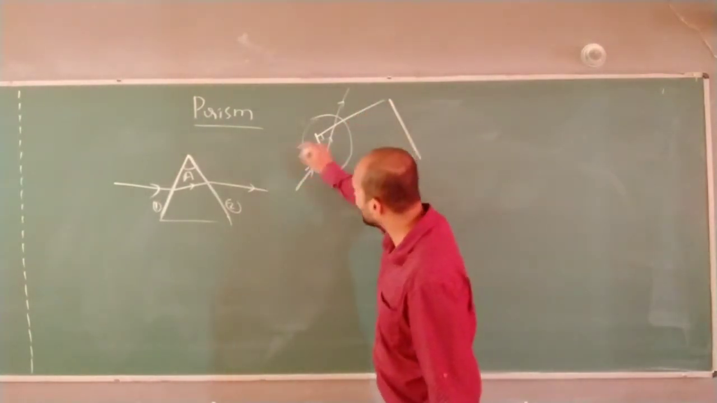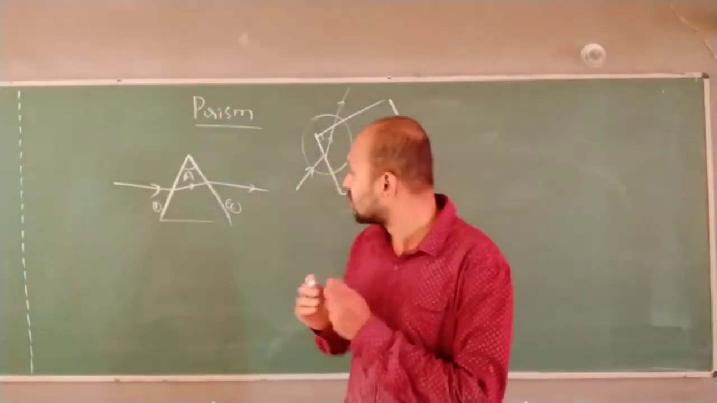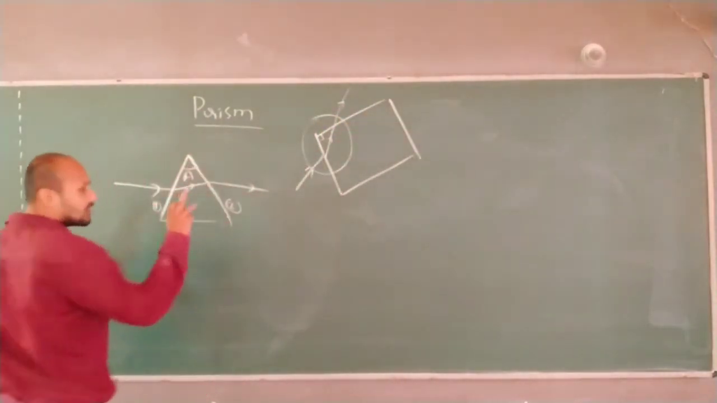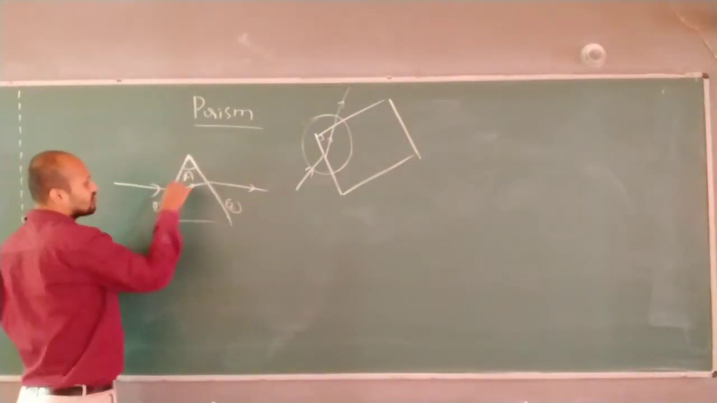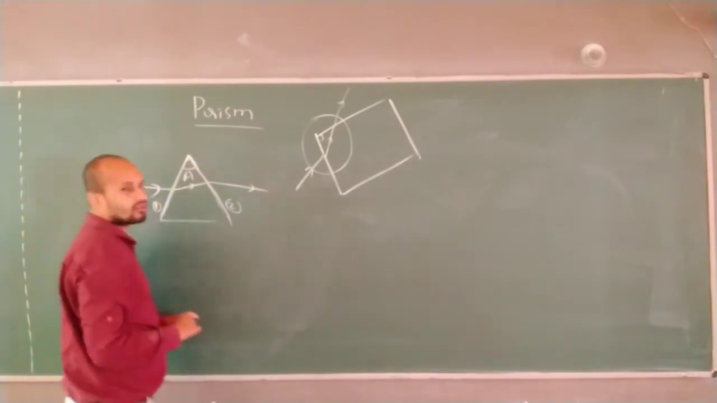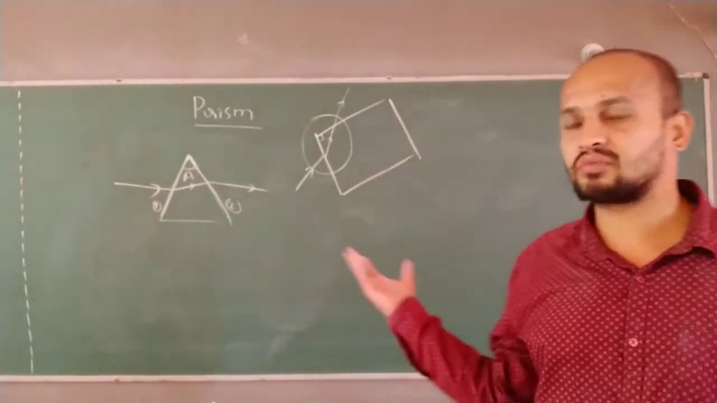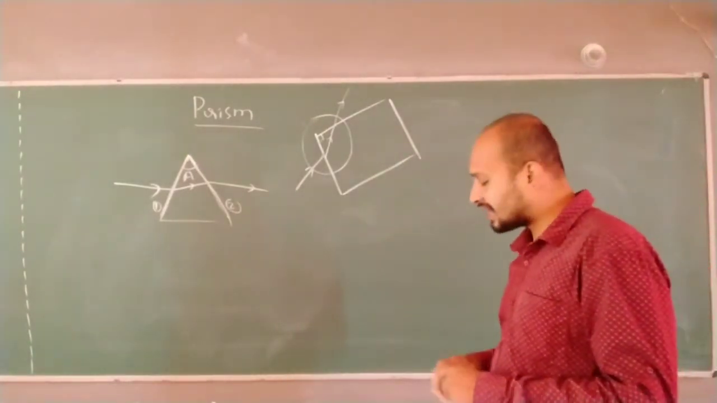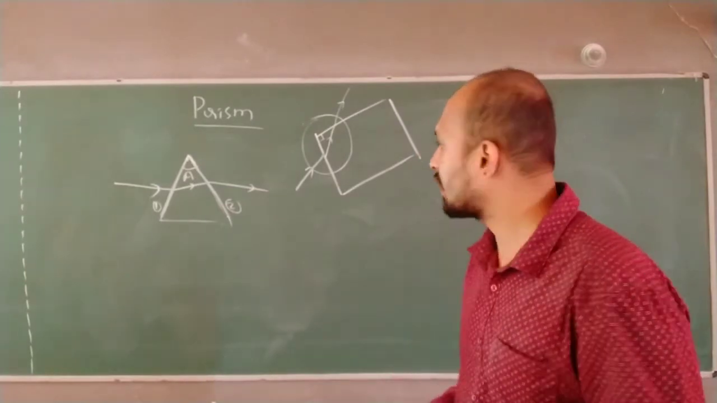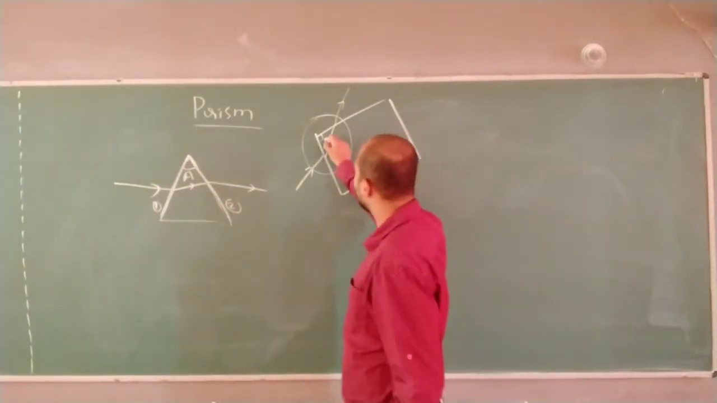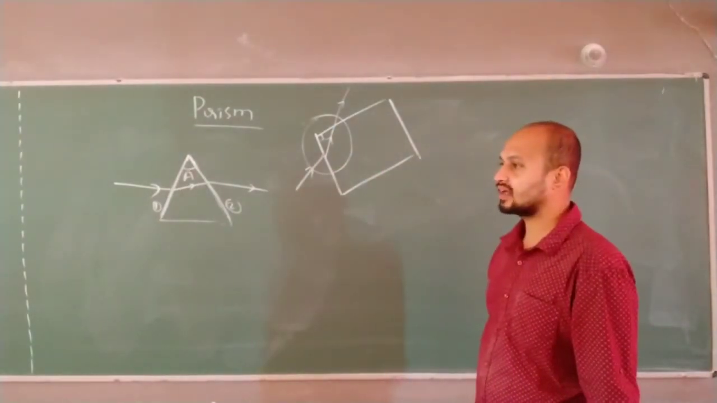So what is the condition to be satisfied to use the concept of prism? The light must make two refractions through the surfaces which are making a particular angle theta. If refraction is happening between two surfaces which make an angle theta, then you can use the concept of prism. Got it? This is one example. Many like this I can give.